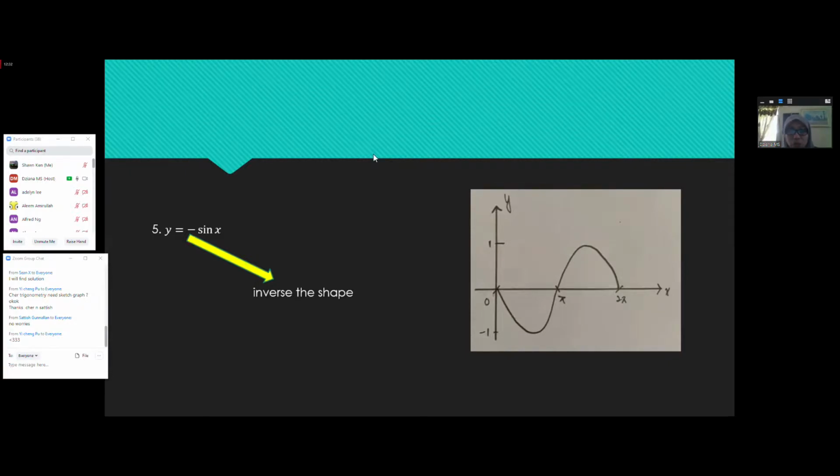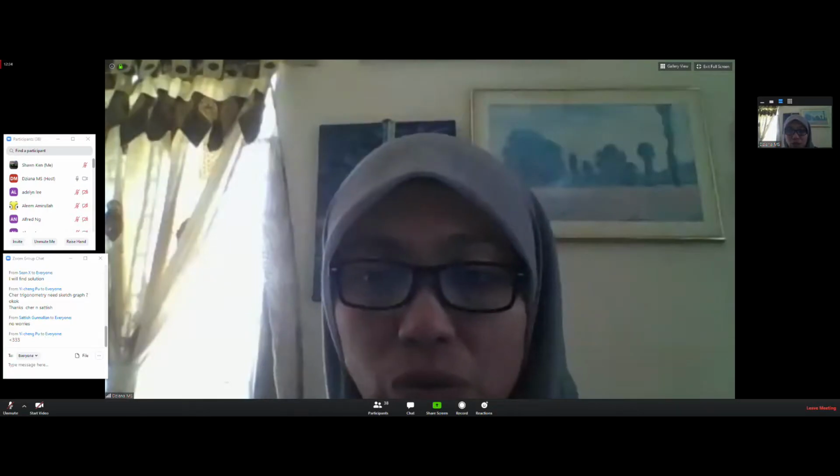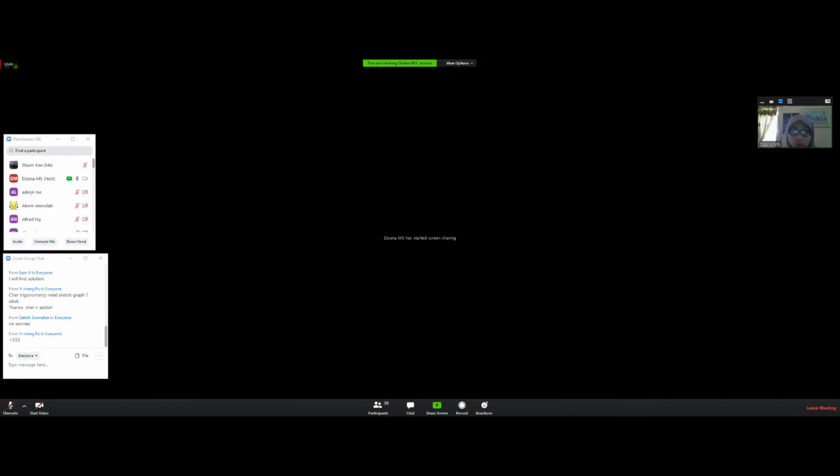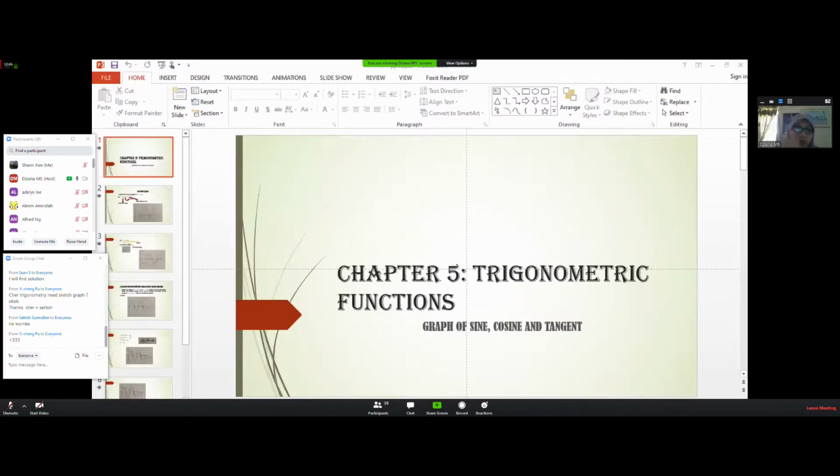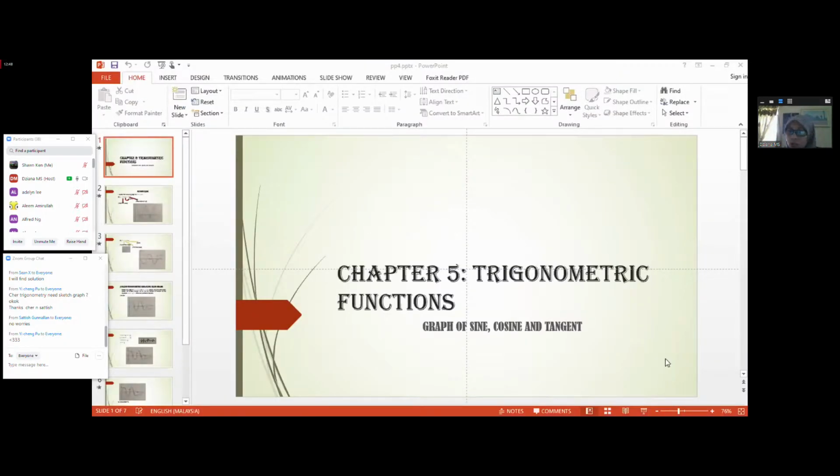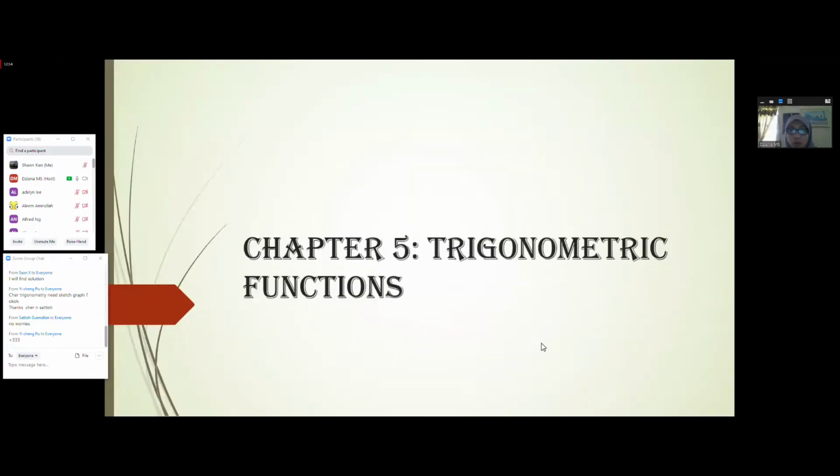I really hope that you still remember the 5 changes. Now for today, I gave you 2 questions last week, but I'm not sure whether you understand or not. I'm going to continue. Graph of sine, cosine, and tangent.